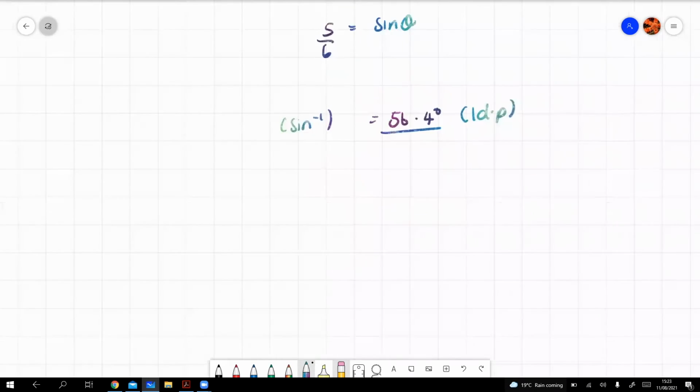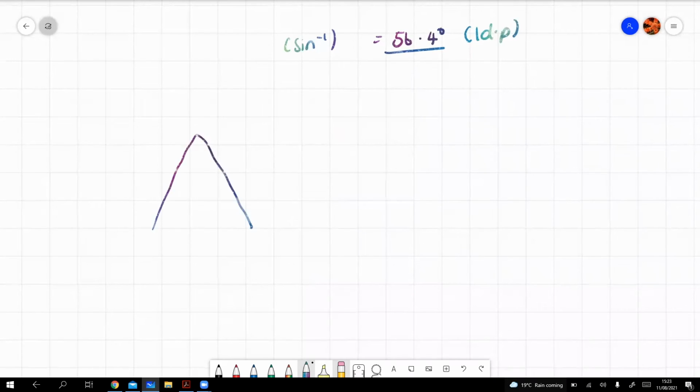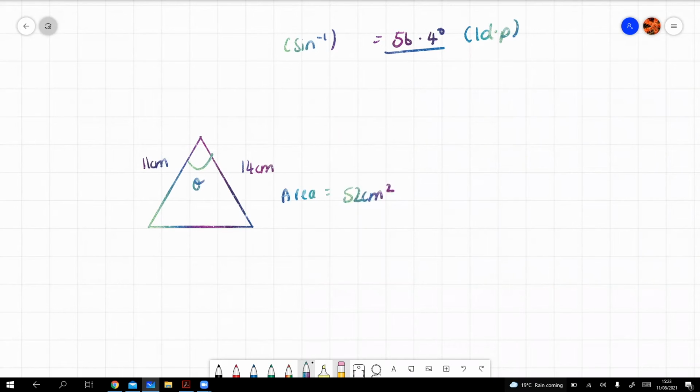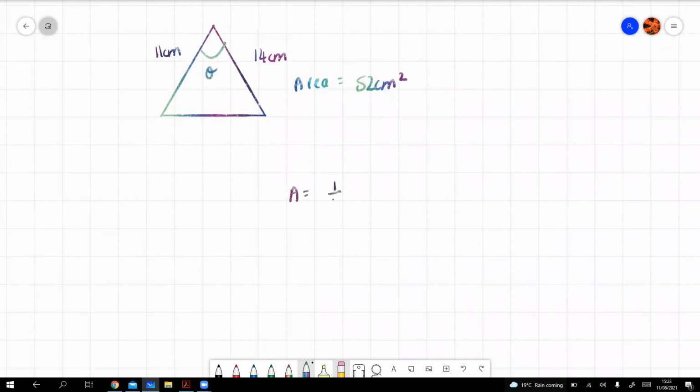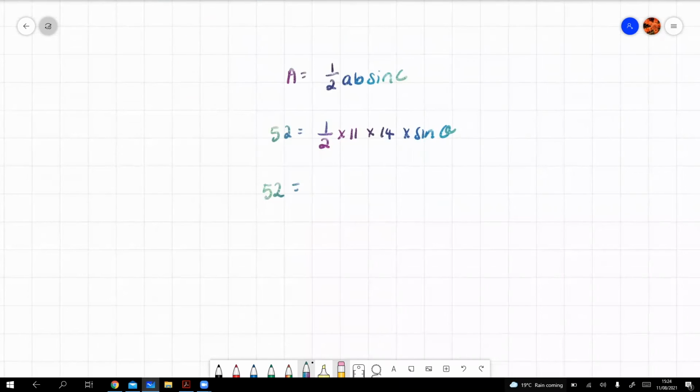Okay, let's do one last one like this where we're working backwards to work out the angle. Okay, I've got theta there. I've got 14 centimeters. I've got 11 centimeters here. Okay, and the area here is 52 centimeters squared. So the area is a half AB sine C. Area is 52. I'm going to say my A is 11 and my b is 14 times sine theta. Can't do anything with the 52, it stays as it is. But I can do 0.5 times 11 times 14. That gives me 77 times sine theta.